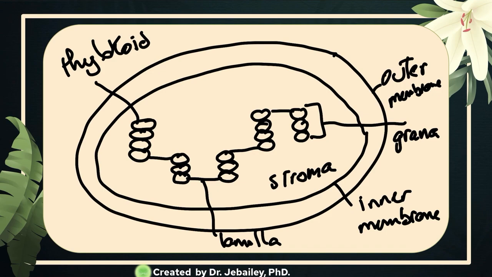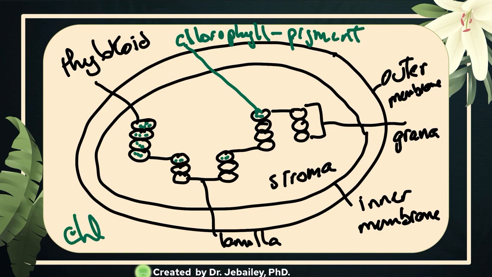So in each of these thylakoids that you have here, let me put green dots. Inside the thylakoids, this is where you have these dots. These dots that I'm putting here, this is where you find the pigment chlorophyll. So if I had to label here, chlorophyll. And remember, chlorophyll is not the same as chloroplast. Chlorophyll is the pigment. This whole thing is a chloroplast.